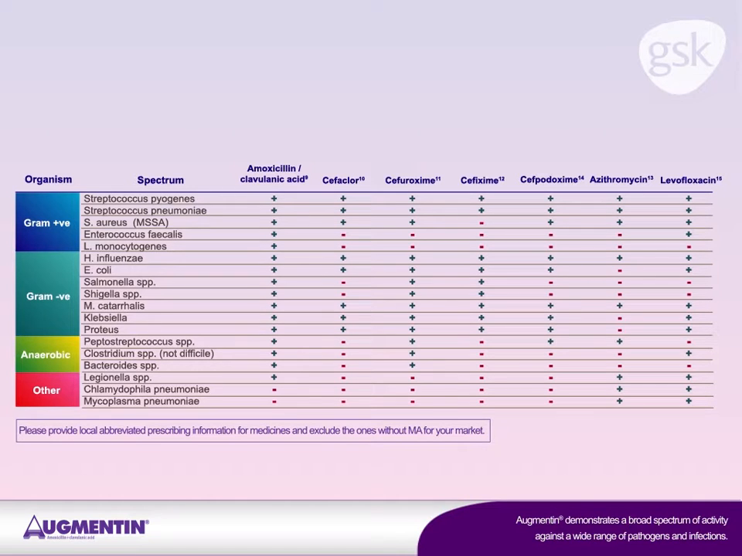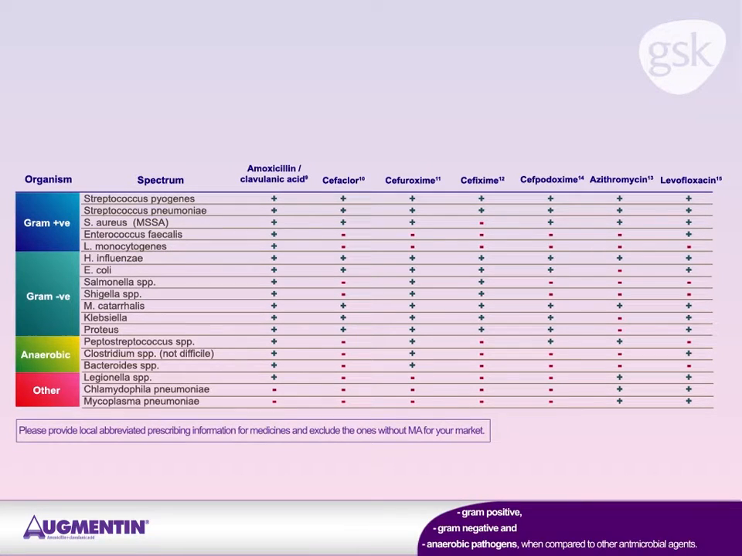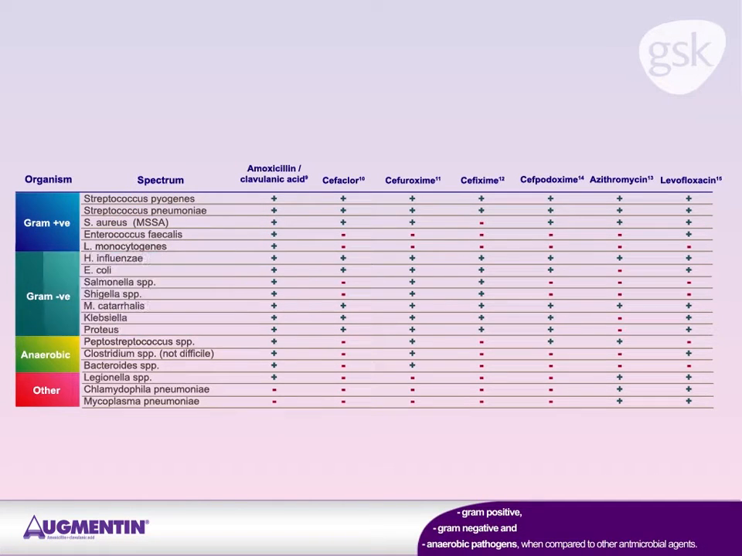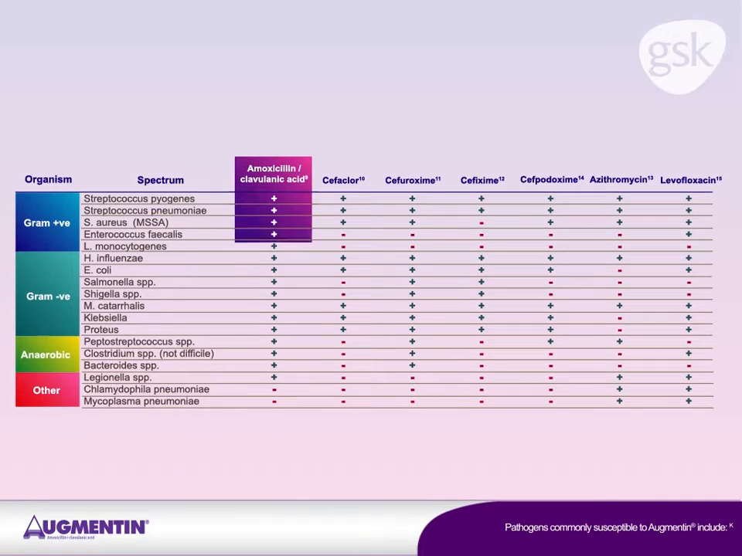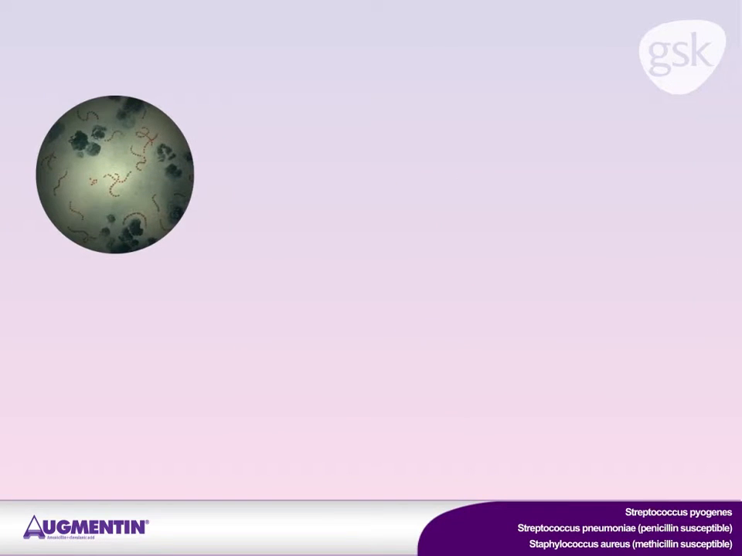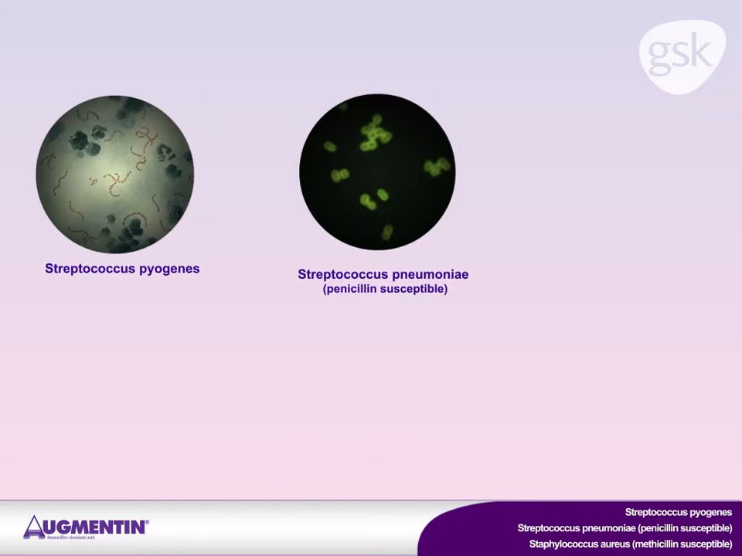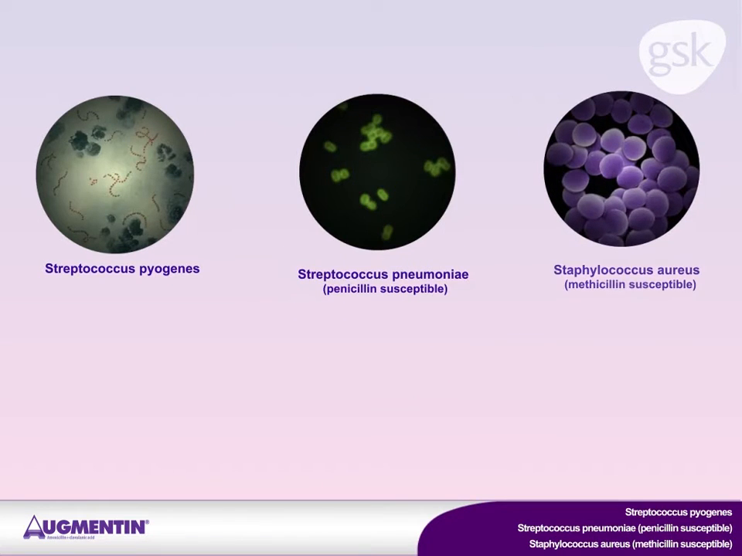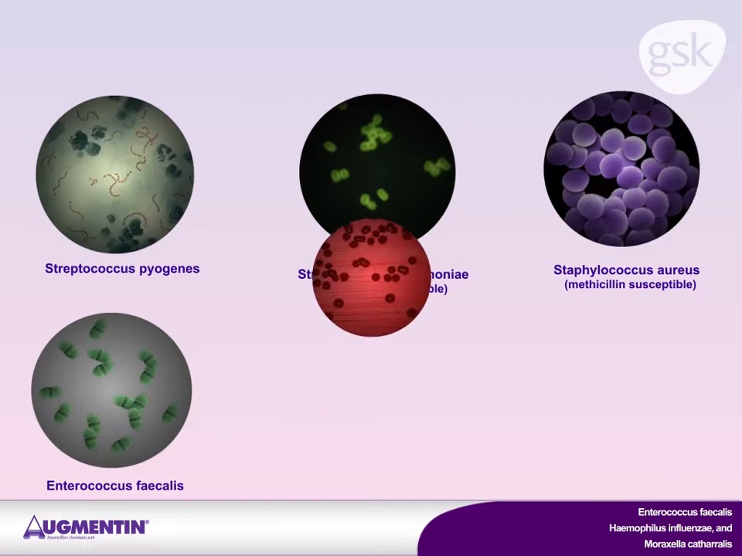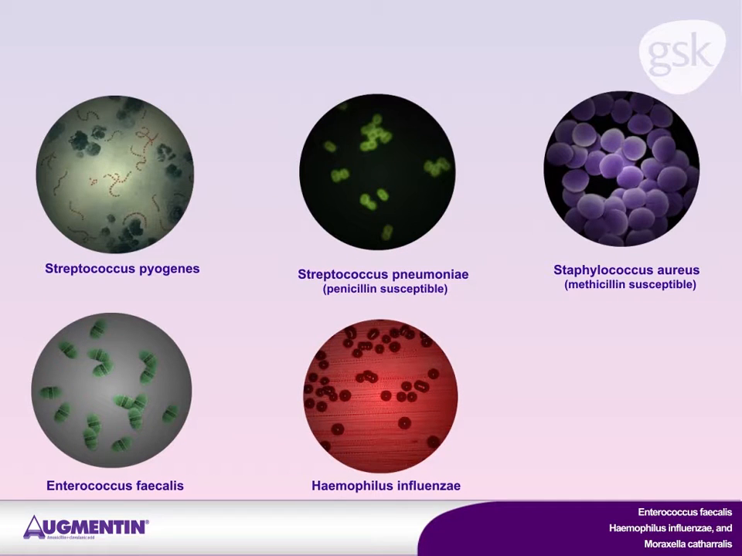Augmentin demonstrates a broad spectrum of activity against a wide range of pathogens and infections. As shown in the table, Augmentin covers major gram-positive, gram-negative, and anaerobic pathogens when compared to other antimicrobial agents. Pathogens commonly susceptible to Augmentin include Streptococcus pyogenes, penicillin-susceptible Streptococcus pneumoniae, methicillin-susceptible Staphylococcus aureus, Enterococcus faecalis, Haemophilus influenzae, and Moraxella catarrhalis.